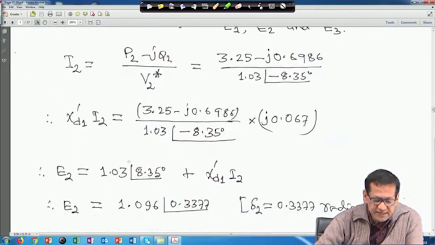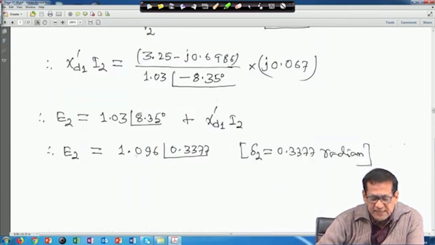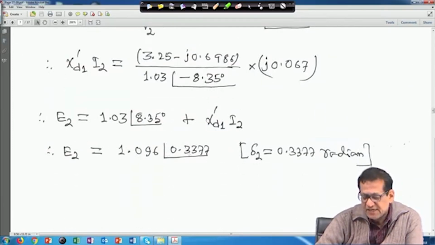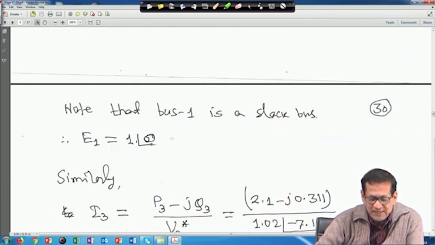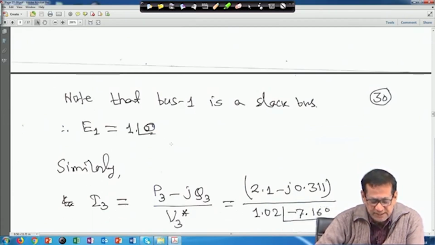If you simplify this, you will get E2 equal to 1.096 angle 0.3377, which is in radian, not in degree; I have written delta 2 in radian. Note that E1 is equal to 1 angle 0 degree, because bus 1 is a slack bus and it is shown as an infinite bus, with no xd1, xd2 or xd1' there. So E1 is simply 1 angle 0.